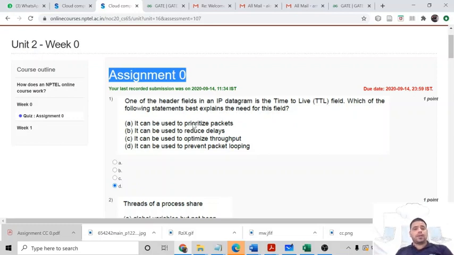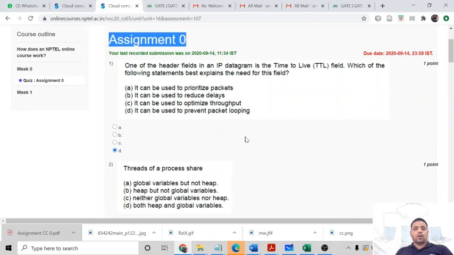Here the first option is used to prioritize packets. No, this field is not going to prioritize your packet. It can be used to reduce delays? No. It can be used to optimize throughput? No. It can be used to prevent packet looping. Yes, because it is the upper bound on how long your IP datagram can exist in the network.